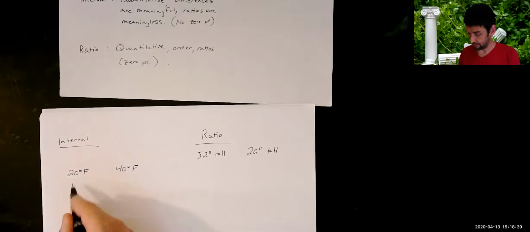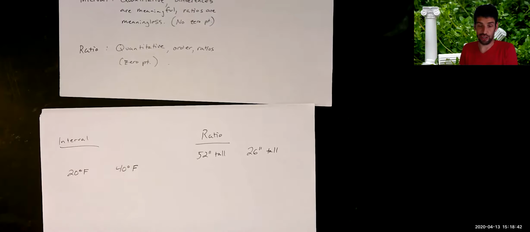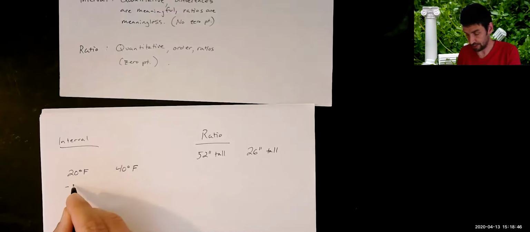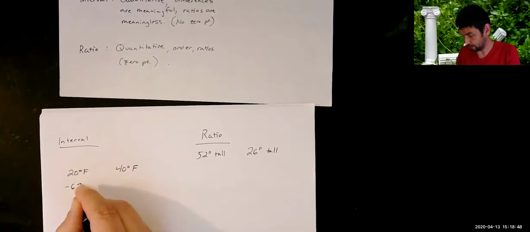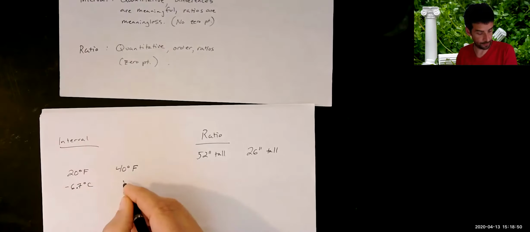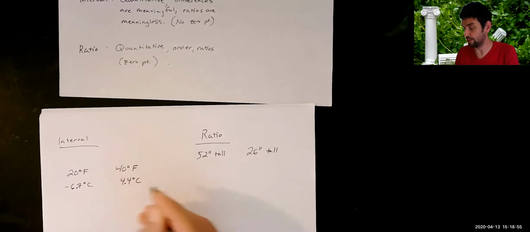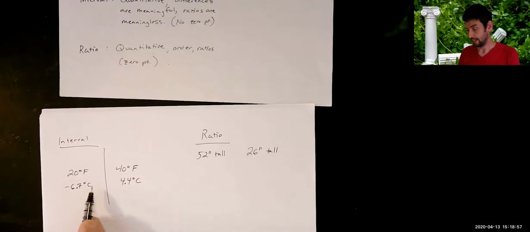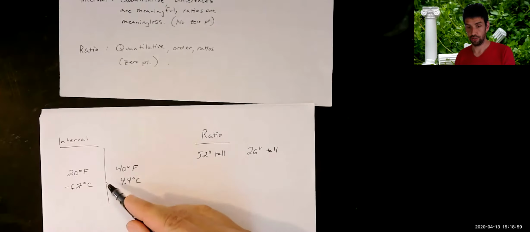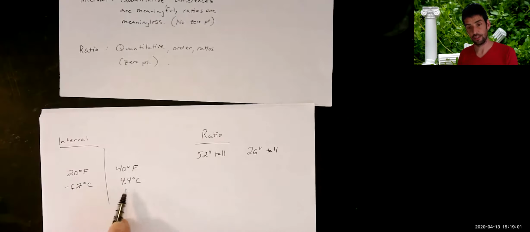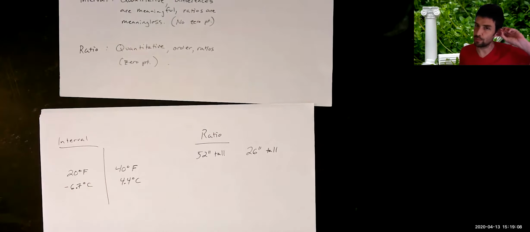If I convert these to Celsius, we're talking about the same temperature with just a different label. 20 degrees becomes negative 6.7 degrees Celsius, and 40 degrees is 4.4 degrees Celsius, right? Same temperatures, different labels attached, right? Is 4.4 degrees twice as many as negative 6.7? And now it doesn't seem like that should mean anything, but nothing's changed about what these temperatures are.